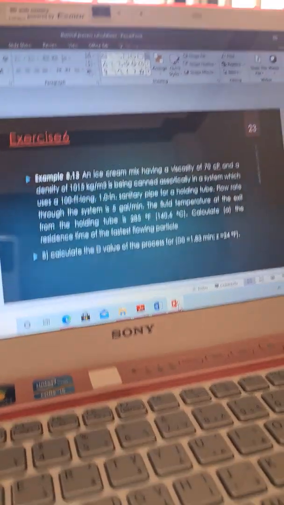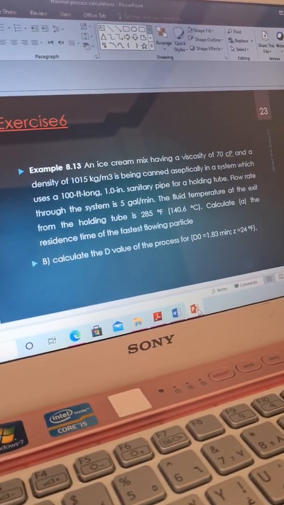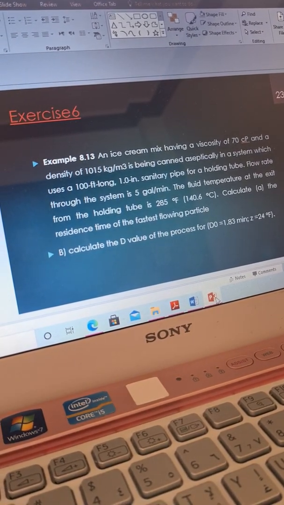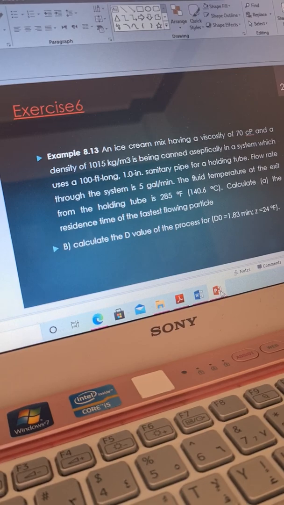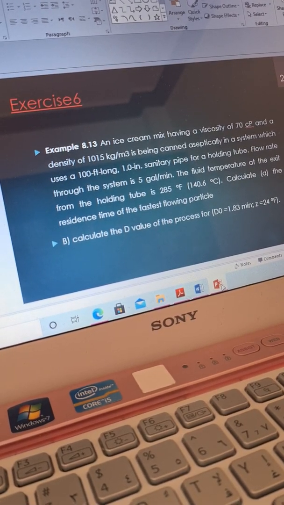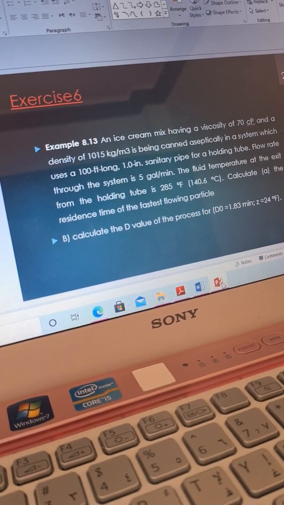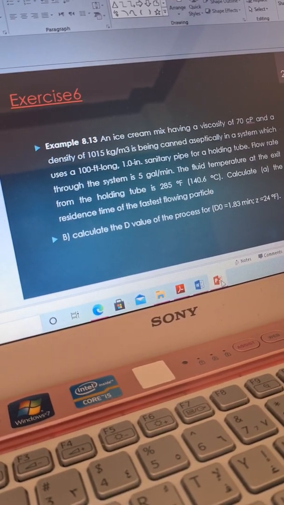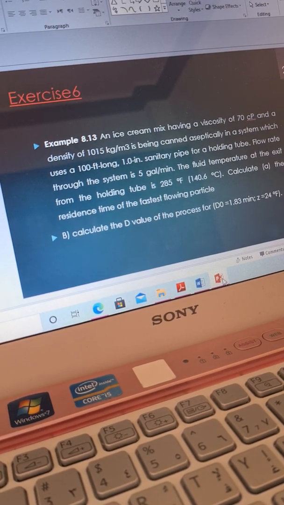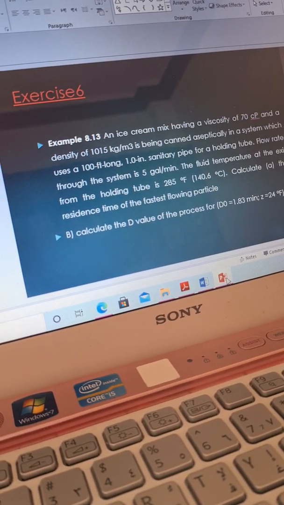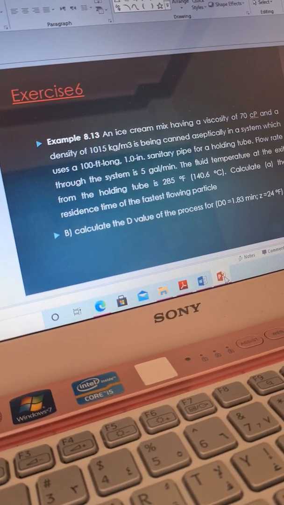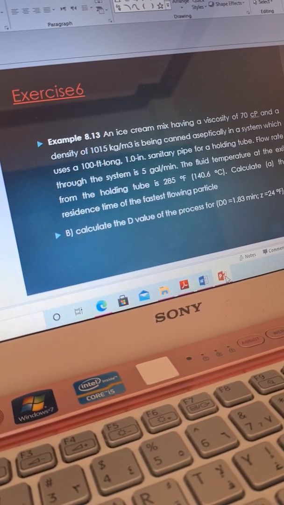Exercise 6 says an ice cream mix having a viscosity of 70 centipoise and a density of 1015 kg per meter cube is being canned aseptically in a system which uses a 100 feet long 1-inch sanitary pipe for a holding tube. The flow rate through the system is 5 gallons per minute.